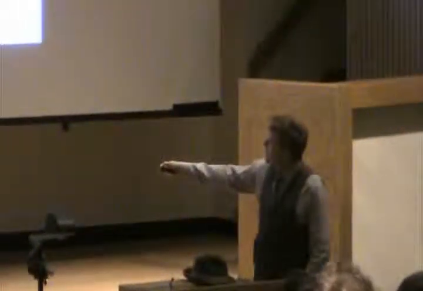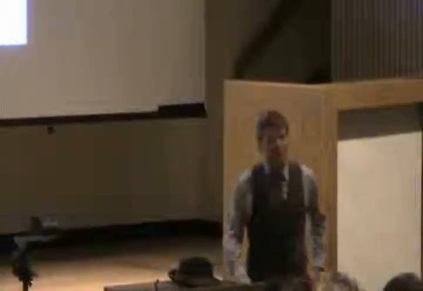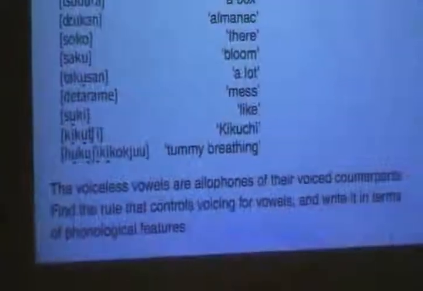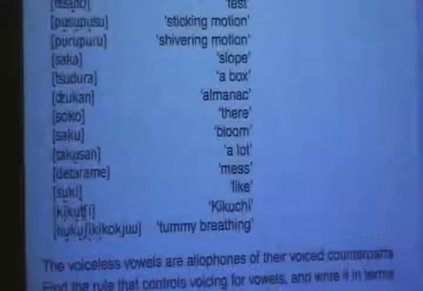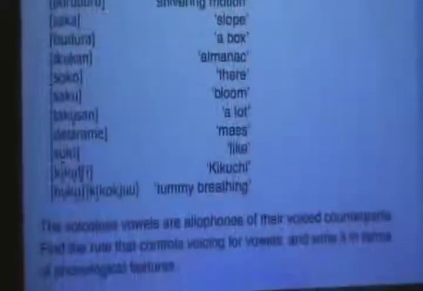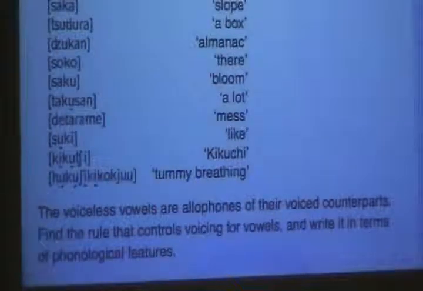And then there are these vowels with, you maybe can't see that on the slide, but there's a little circle under some of these vowels. That little circle means the vowel above me is voiceless. So this here is not oo, but a voiceless oo. And this here is not e, but a voiceless e. So this is kikuchi. Kikuchi. Yeah, with voiceless vowels.